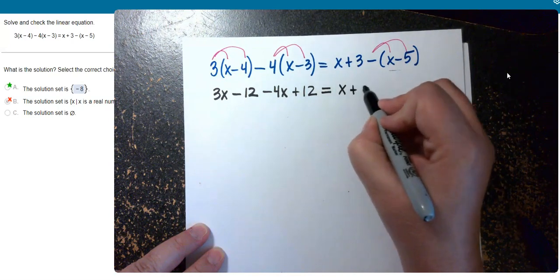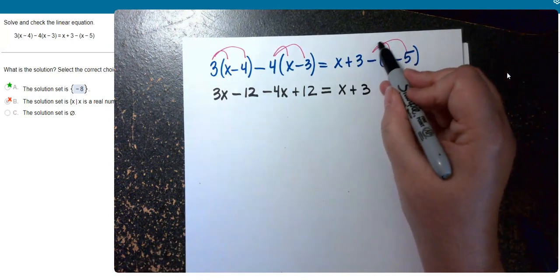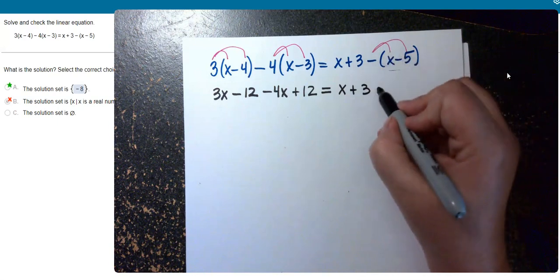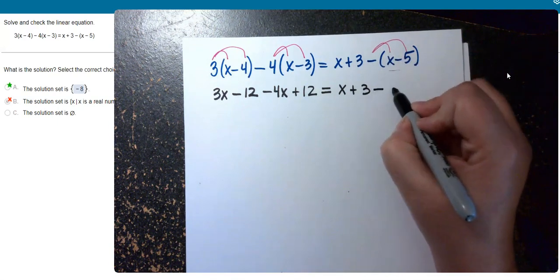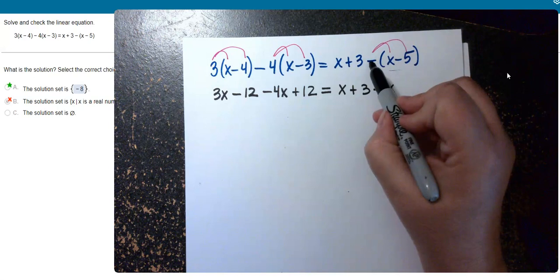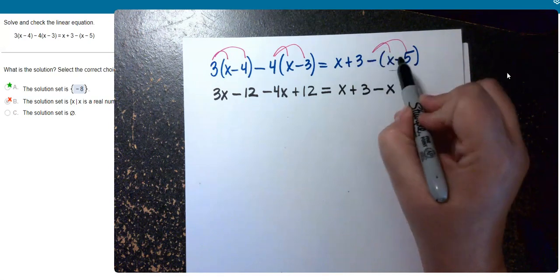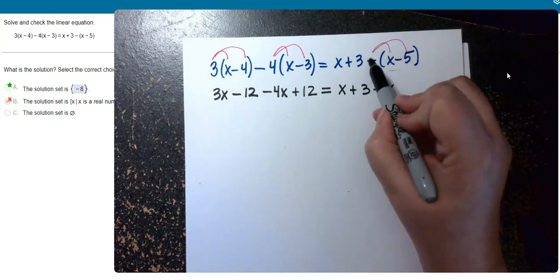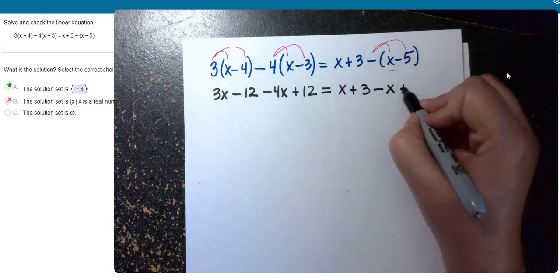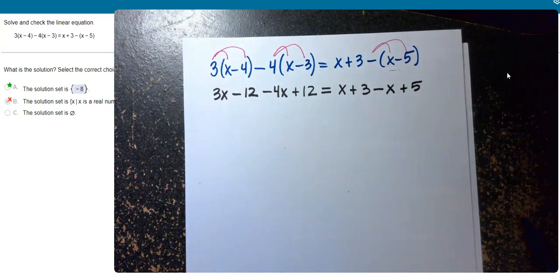Over here I have x plus 3. And then the minus times the x, it's like negative 1 times x, so minus x. The minus times the minus here, that's like negative 1 times negative 5, so this is a plus 5. That's a very important part of this problem.